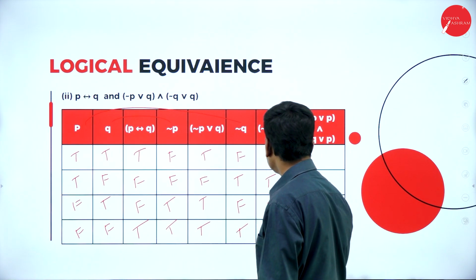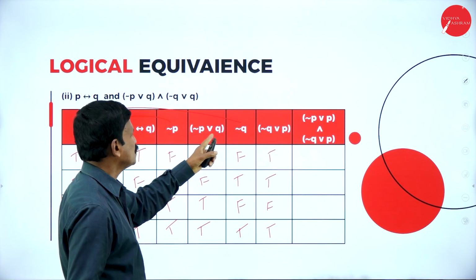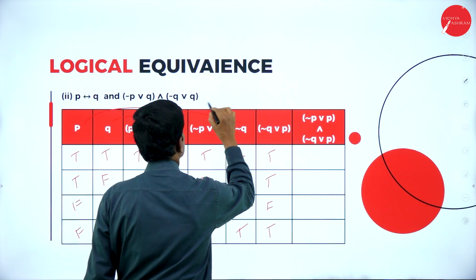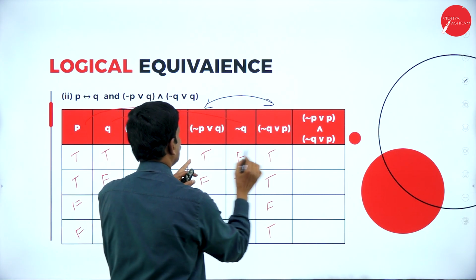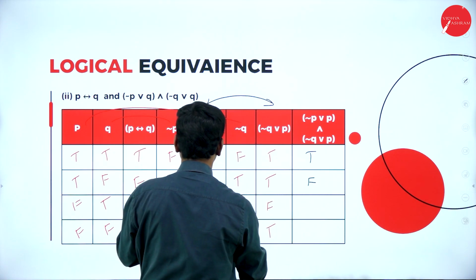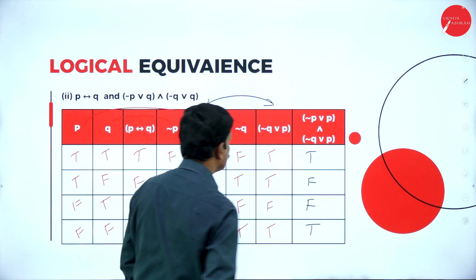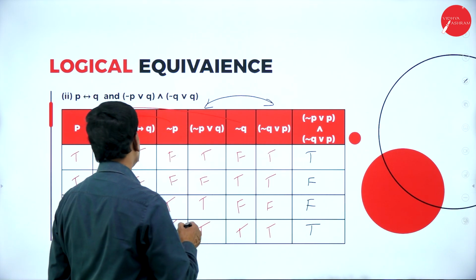false is also true. Now, these two, negation P disjunction Q and negation Q disjunction P, are connected by a conjunction. Conjunction for this: true and true is true, false and true is false, again true and false is false, true and true is true. Okay. Now, just verify whether these two are equal or not.